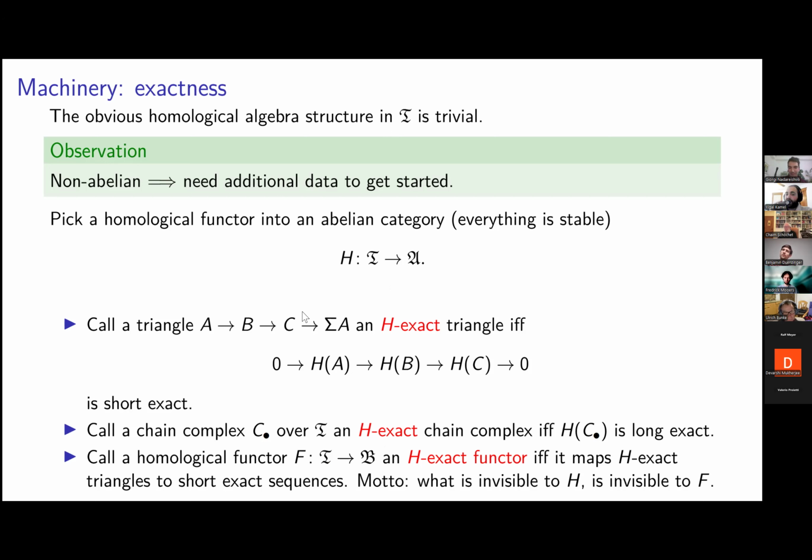So basically what it means, if I go back here again, is that H exact triangles were completely determined by the maps in the kernel of H, basically, what things H maps to 0, namely these maps here. And what this means is that F will be H exact if it has a bigger kernel, or the same kernel. So the motto you can think of is: what is invisible to H is also invisible to F. So it has a bigger kernel, and then I will call F H exact. So I now have a definition of relative exactness on my T after picking H.